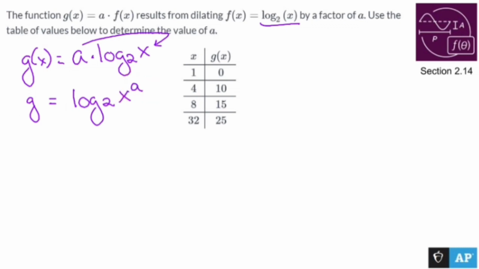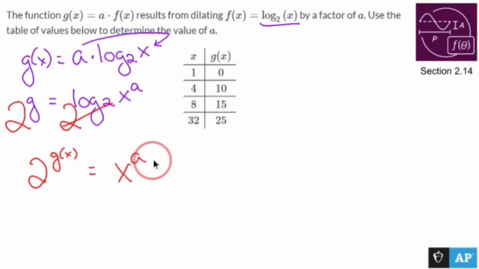That was a close one. If I take 2 to the power of both sides, that crosses out, and now I have 2 to the g of x power is going to equal x to the a power. Now that I have this information, I'm going to use this table to determine what a is. So let me just pick one. Okay, x is 4.